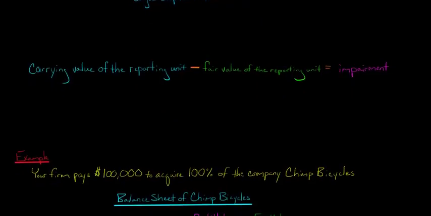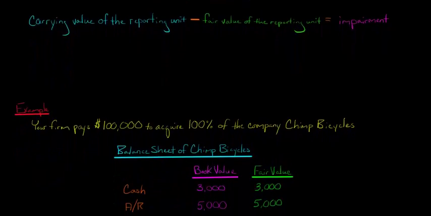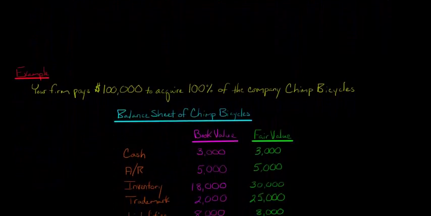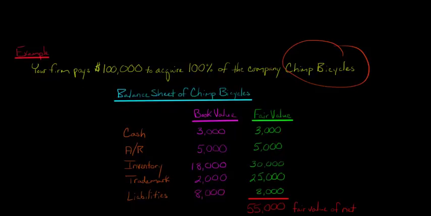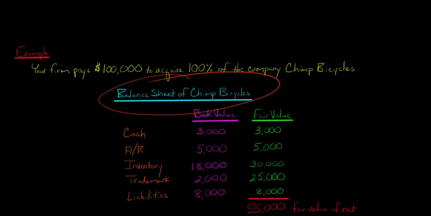So let's take a firm. Let's say that there's a company called Chimp Bicycles that makes bicycles for chimpanzees. Okay, so they make bicycles for chimpanzees, and your company pays $100,000 cash to acquire 100% of Chimp Bicycles. Now, here's what the balance sheet of Chimp Bicycles looked like before you purchased them. So they had cash, they had accounts receivable, inventory, a trademark, and then they had some liabilities.